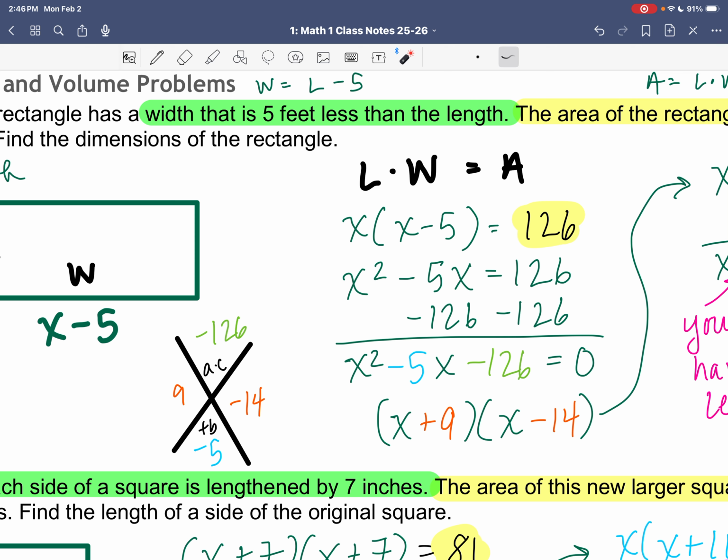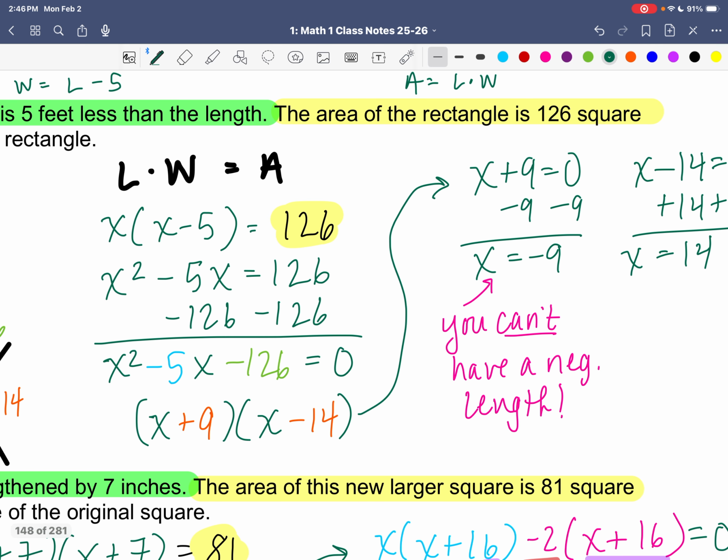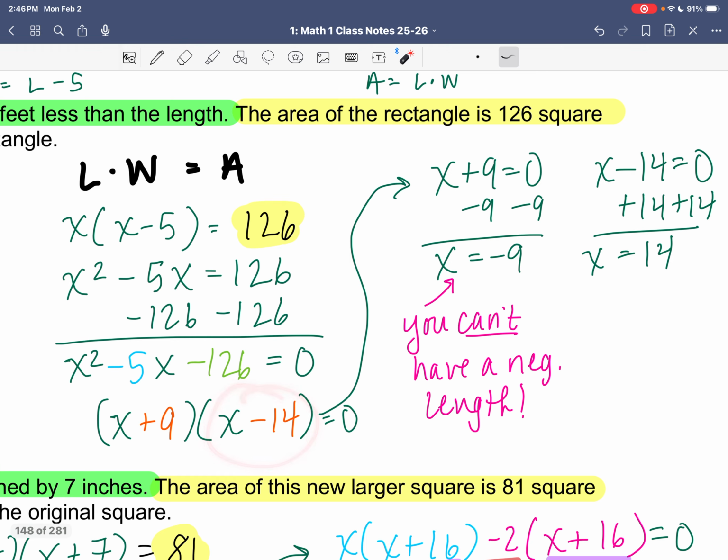Now that it's set equal to 0, we can go ahead and factor. So we know that a times c is negative 126, and we know it has to add or combine to be negative 5. So when you look at your factors, you'll get 9 and 14. And this has to be negative because we have a negative in the middle. So far so good. Okay, so now we're going to take this and set it equal to 0, and you'll get x equals negative 9. We're going to take this, set it equal to 0, and you'll get x equals 14.